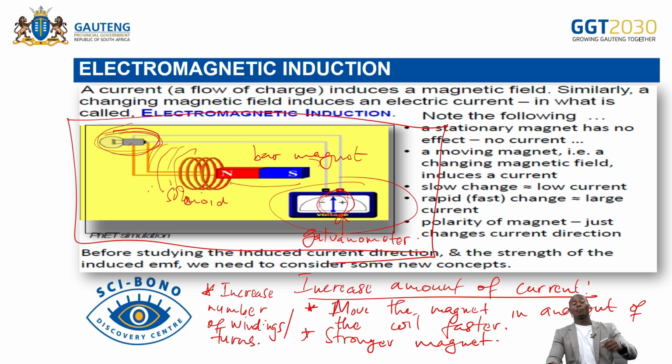But how do we produce that current? How do we induce that current in a coil? Just move the magnet.